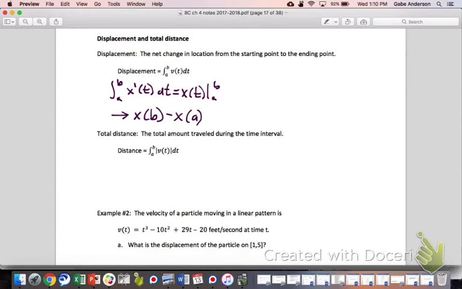Instead of just a memorized thing, you can say, look, it's the position at b minus the position at a, and if there's a difference there, then the displacement would be something other than 0. If x of b and x of a are the same, the displacement would be 0. I also like to look at it in terms of a graph.